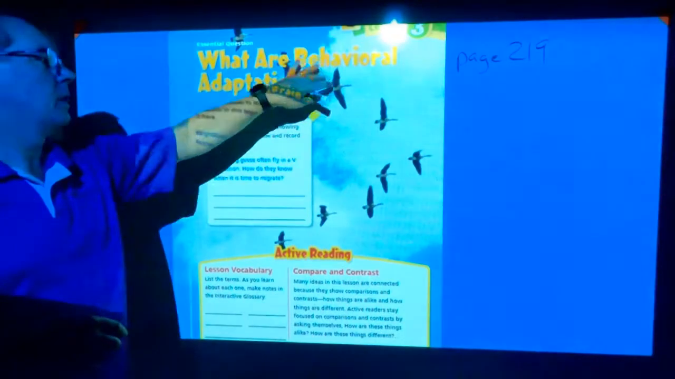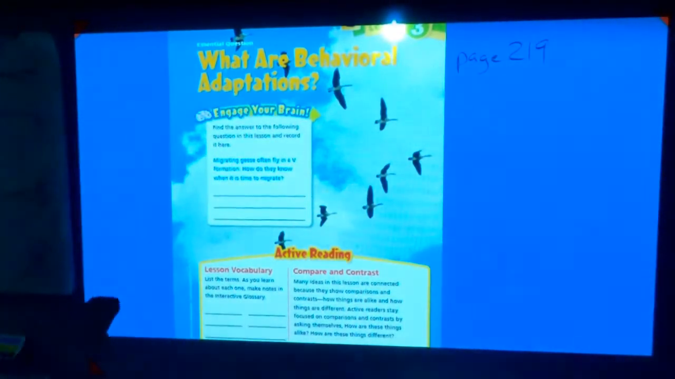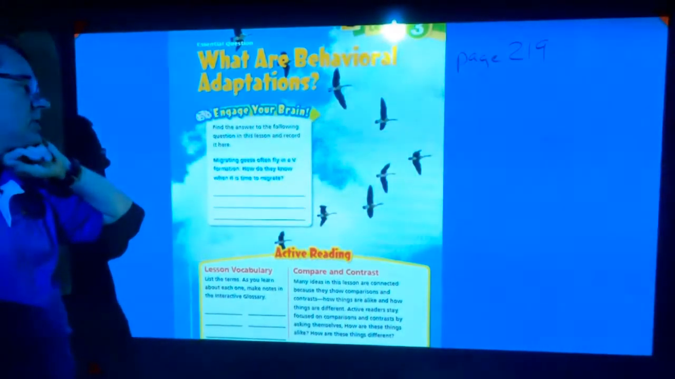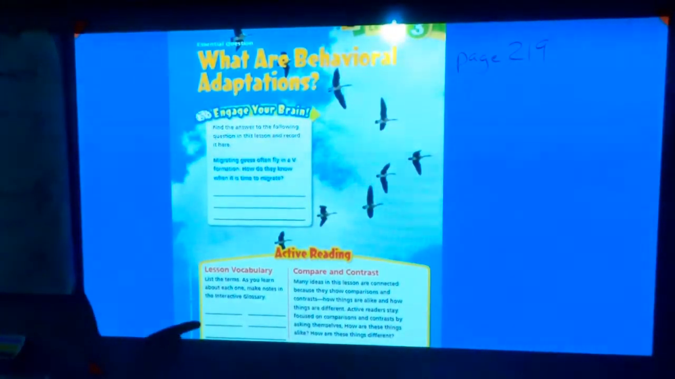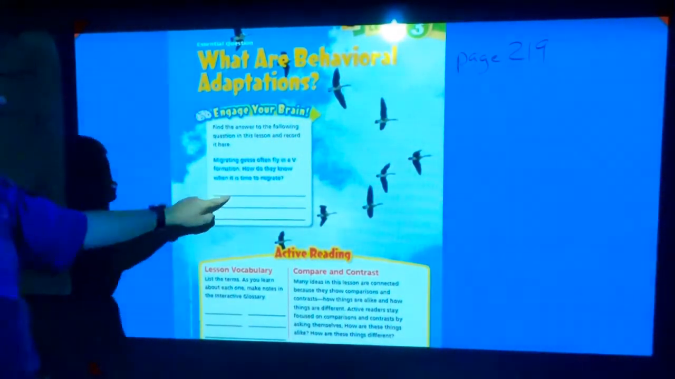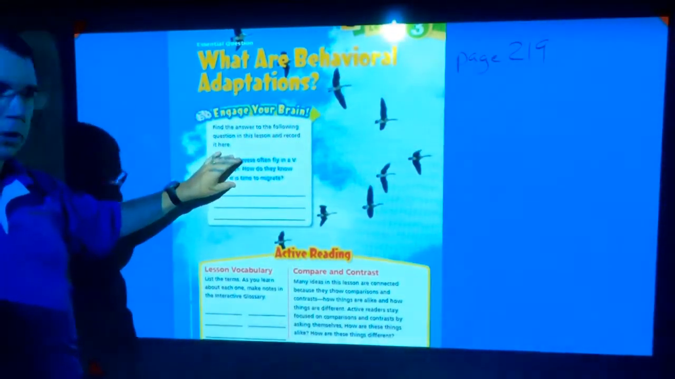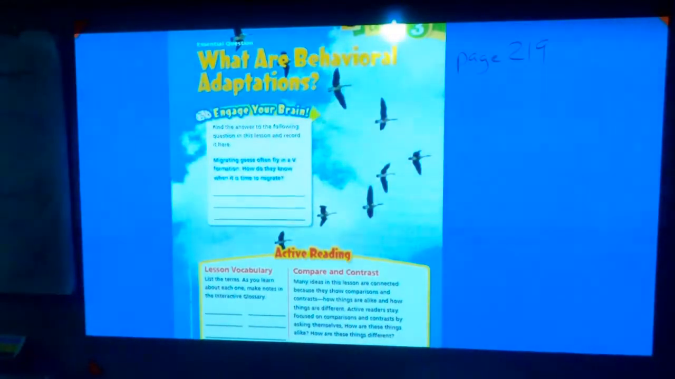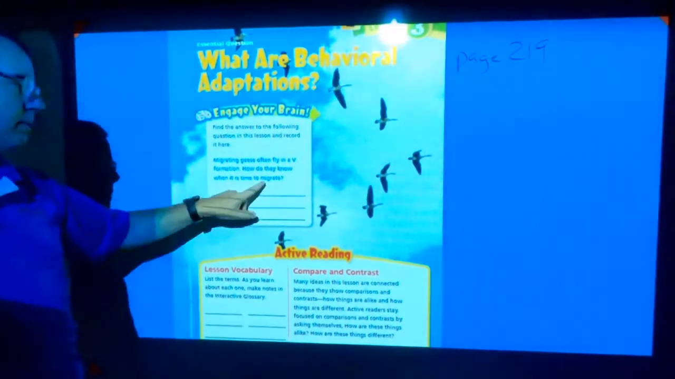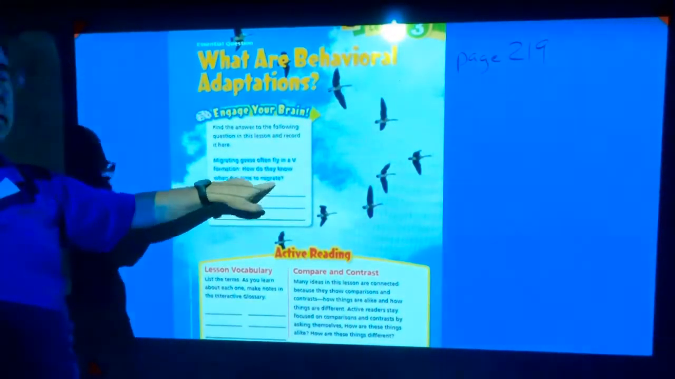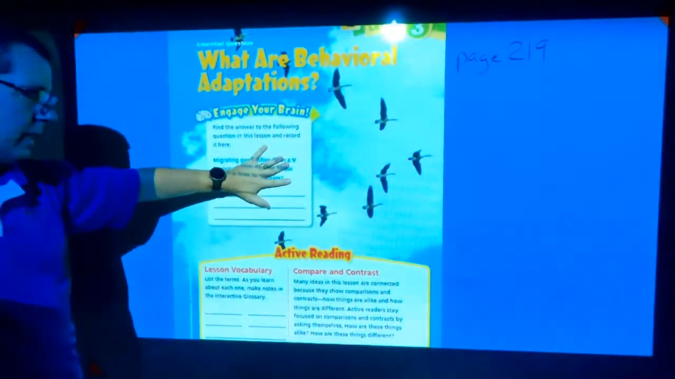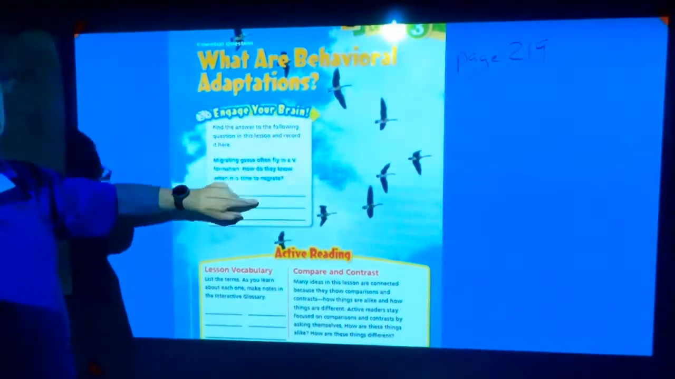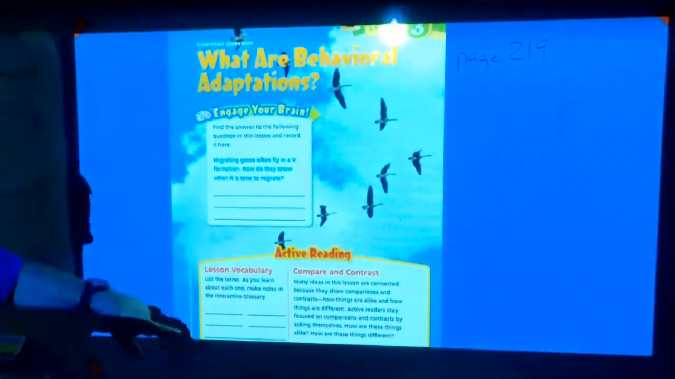We're talking about what are behavior adaptations. So we're talking about engage your brain. Find the answer to the following questions in this lesson and record it here. We don't know the answer to this question yet, but we'll find out as we read through it. Migrating geese often fly in a V formation. How do they know when it is time to migrate? That's the question we're looking for as we read. That's our big question we're going to find the answer for to put here later.